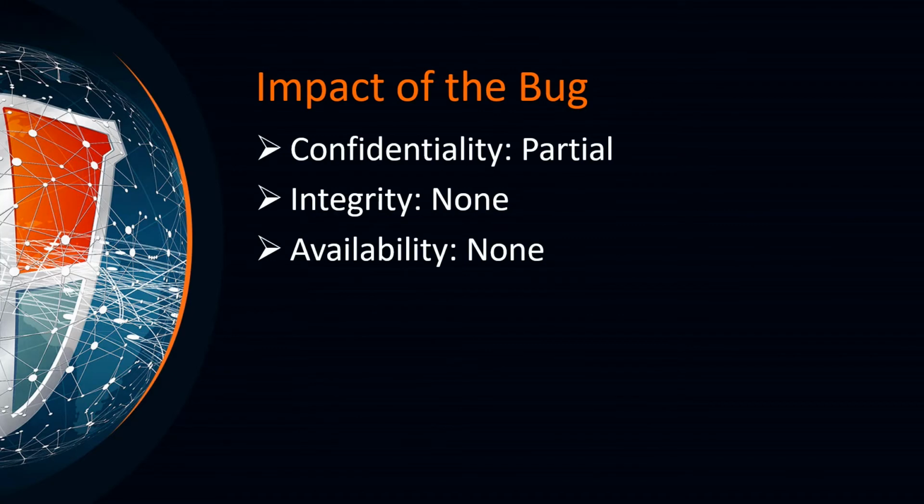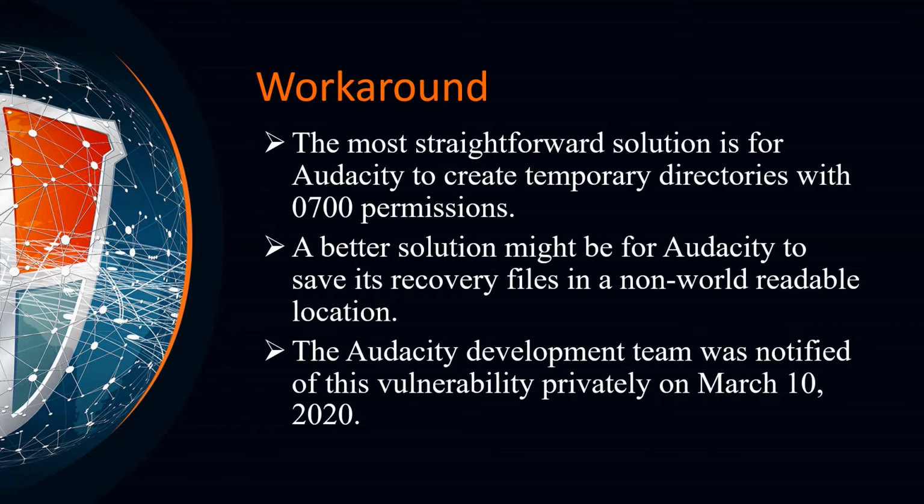Impact of the bug. We can see it only affects confidentiality, which is partial, and others are none. Passive deception, incomplete disclosure, or omission are all terms used to describe partial disclosure. Now the workaround. The most straightforward solution is for Audacity to create temporary directories with 0700 permissions. However, a better solution might be for Audacity to save its recovery files in a non-world-readable location, which means the user, group, and others cannot read and write in that location.